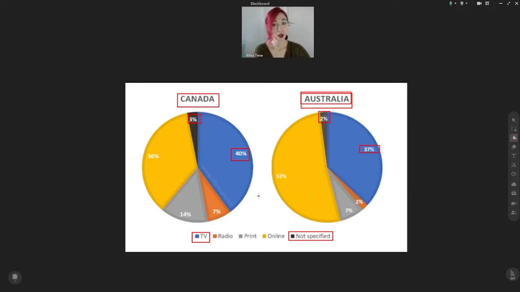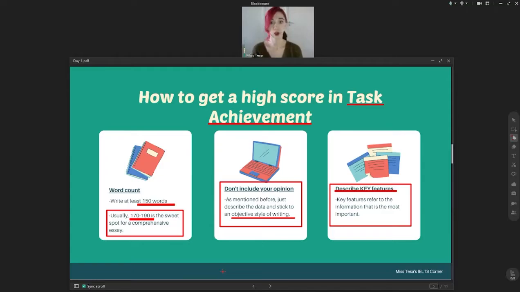Okay, so that's roughly how to determine what are your key factors. It's really important to not waste time and not waste your words on things that are inconsequential. Okay, so that's the most important part in task achievement, is actually writing about all of the important features.